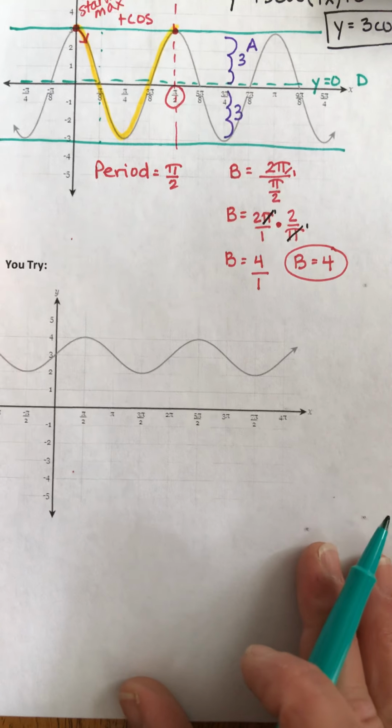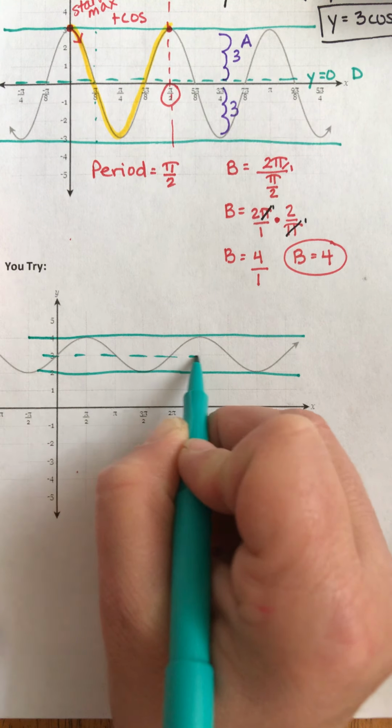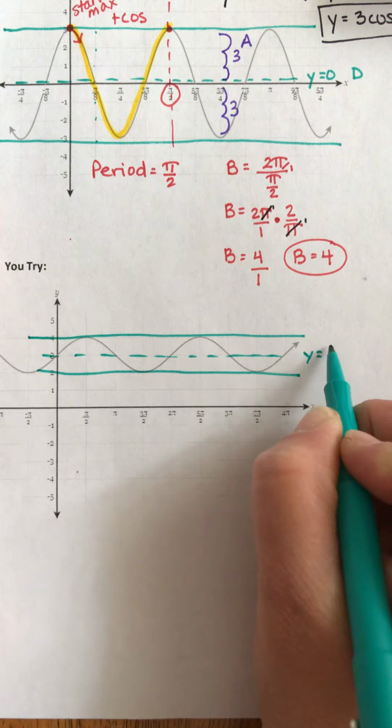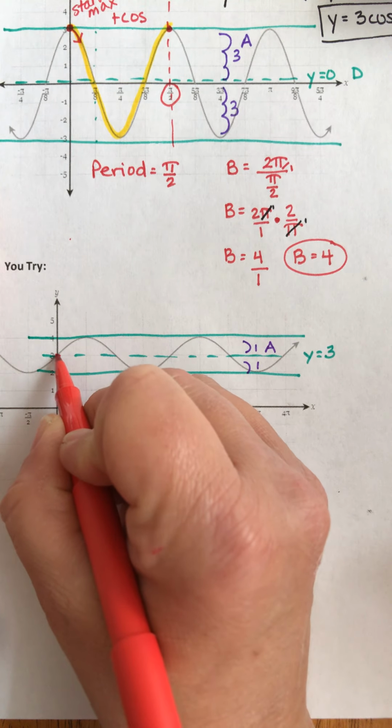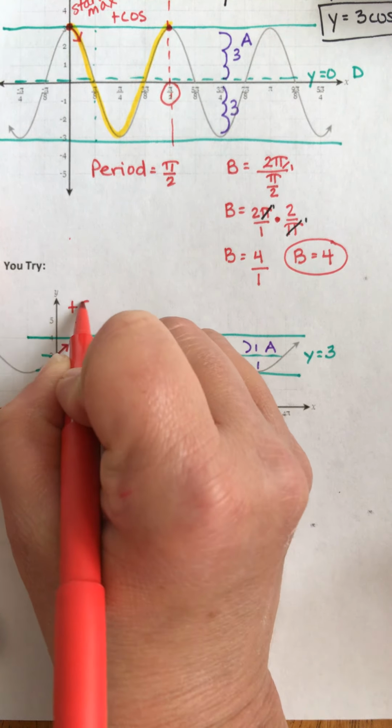All right, I hope you had some luck with that. First thing we do, draw our top line, draw our bottom line. Halfway between, that would be y equals 3. Next thing, amplitude, 1, 1. So my a value is 1. Is this sine or is this cosine? This starts at the midline and goes up, so it is a positive sine. I checked it with the first page of notes.